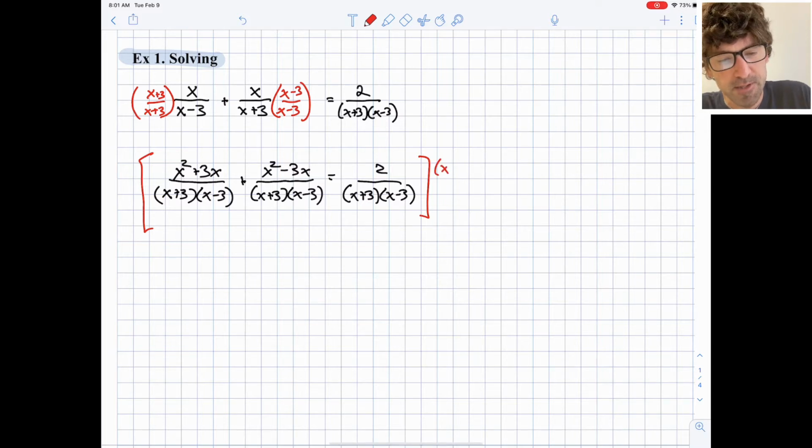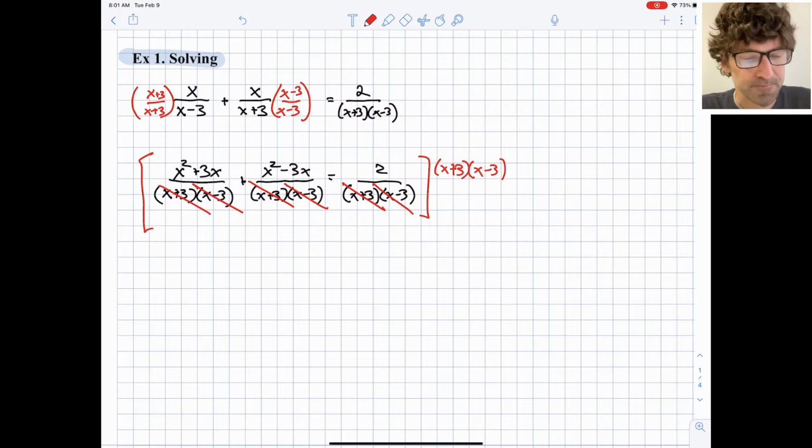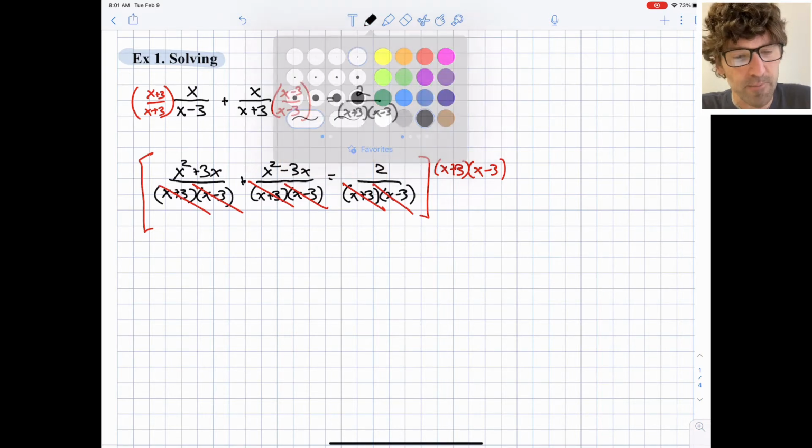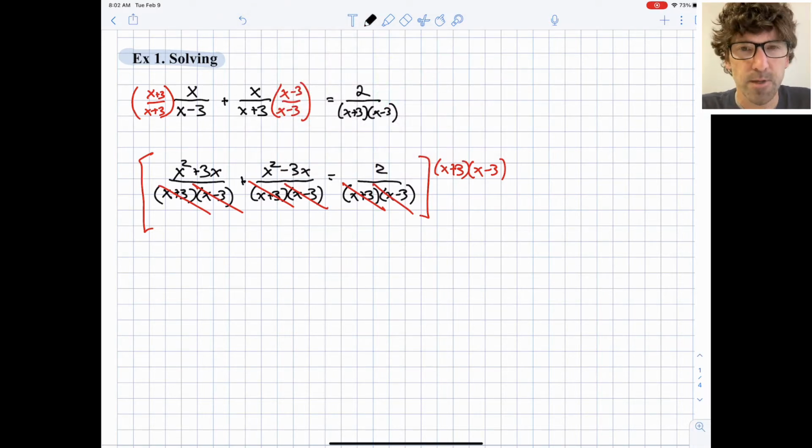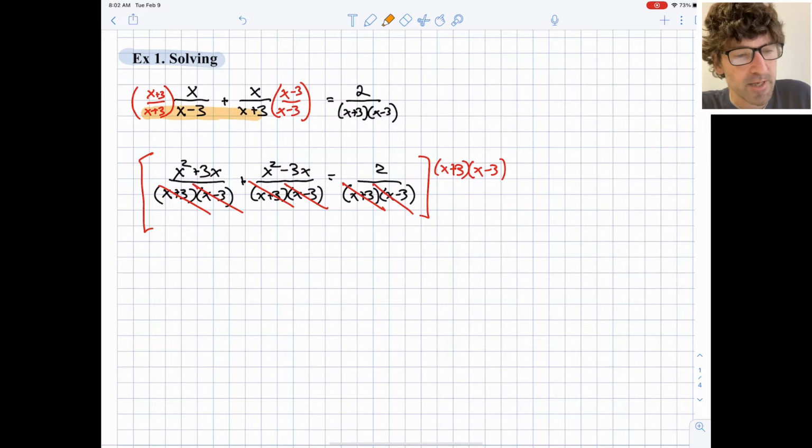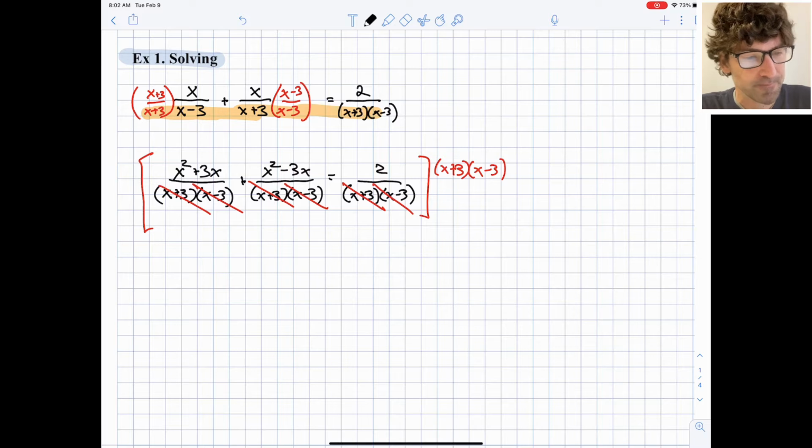So let's multiply both sides by the product x plus 3 x minus 3. And that will cancel out those denominators. We're going to have to remember that we did that down the road, because we can tell right now that x can't be a negative 3 or a positive 3, because it would give us denominators of 0. So if we end up getting a solution of positive 3 or negative 3, we need to recall that and realize that that would not be an actual valid solution.